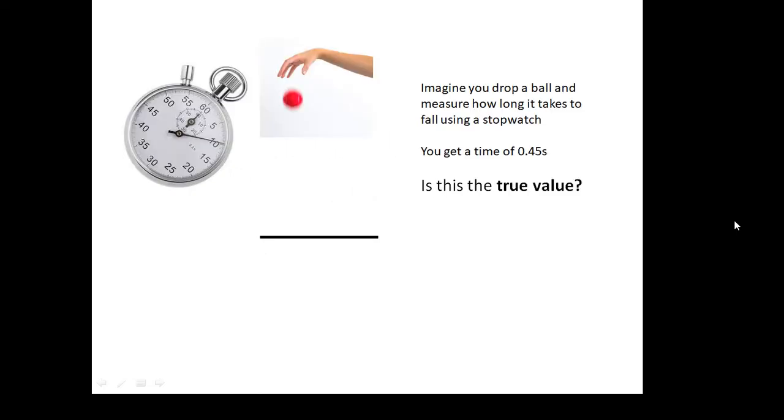So imagine you drop a ball, you hold a ball and you let go of it, and you use a stopwatch to time how long it takes to hit the floor, and you get a time of 0.45 seconds. Now, is this the true value? The true value is how long it actually took, and basically, is your measurement equal to the true value? Well, what do you think?